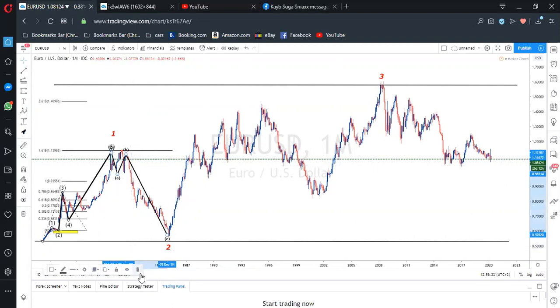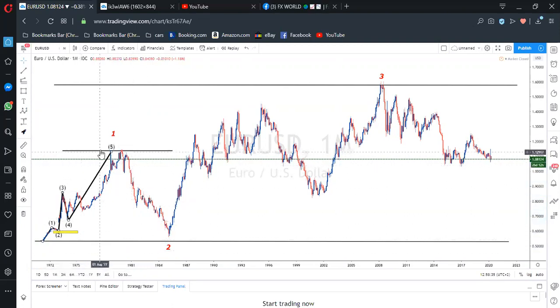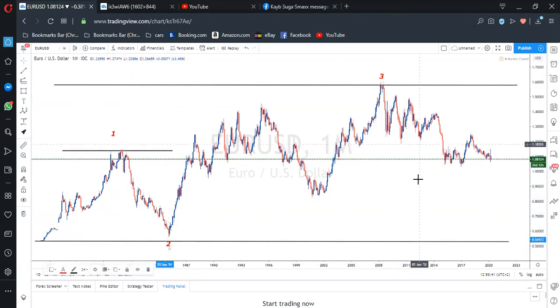In this case, let's just delete everything that we've drawn here so that it looks cleaner. Yes, we have a 1, 2 here, and then we have a 3 there.